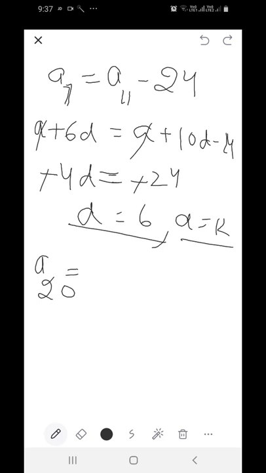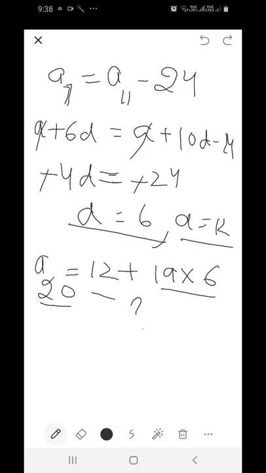A20 is equal to A plus N minus 1 into D, N is your 20. 20 minus 1, 19 into the difference, which is 6. Now A you can put as 12, it is given to you. So multiply, add, I think you can do the calculations now yourself.